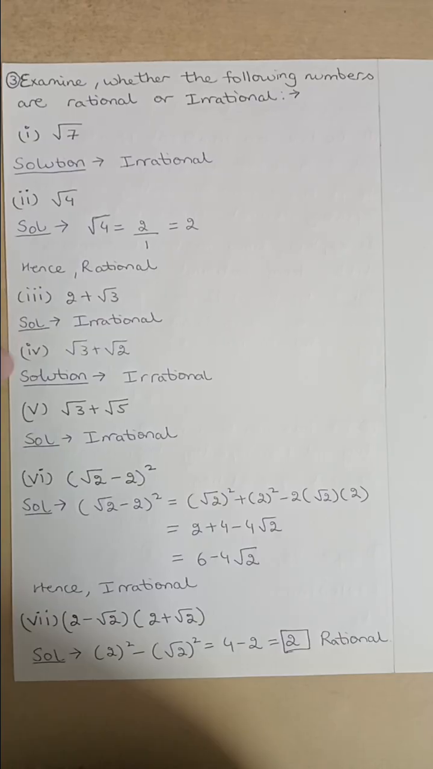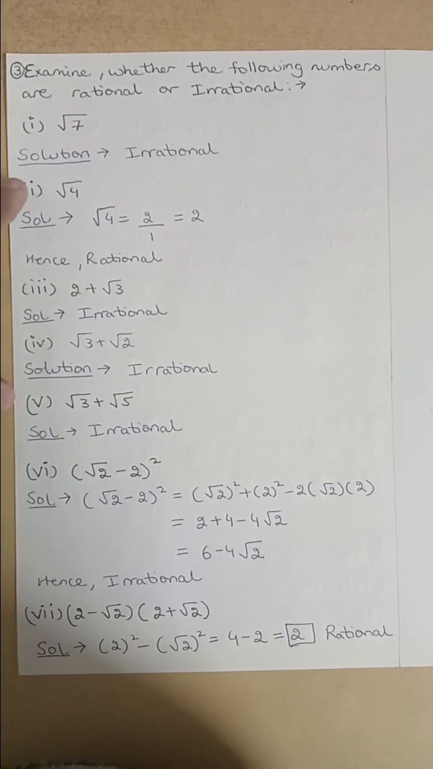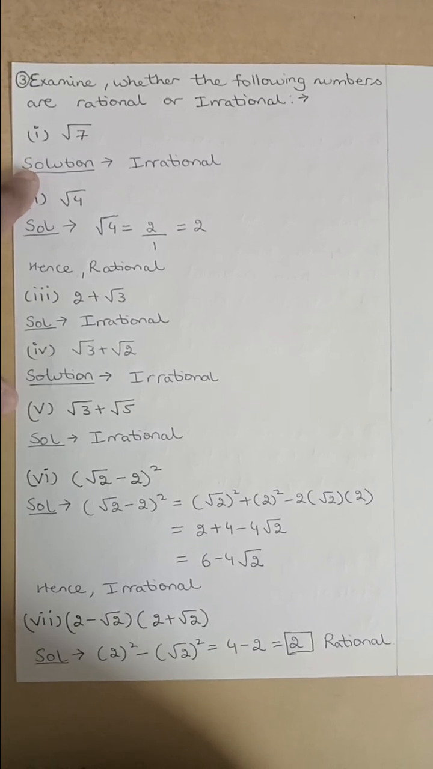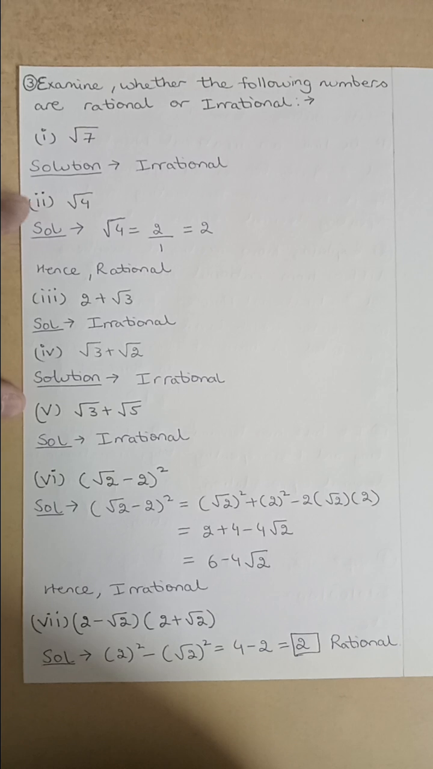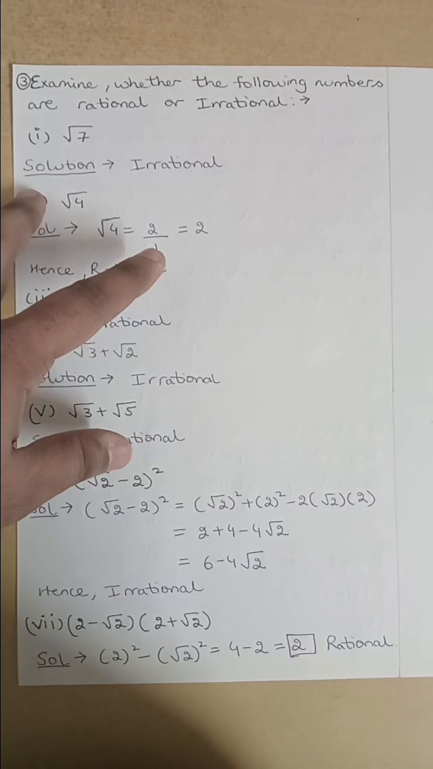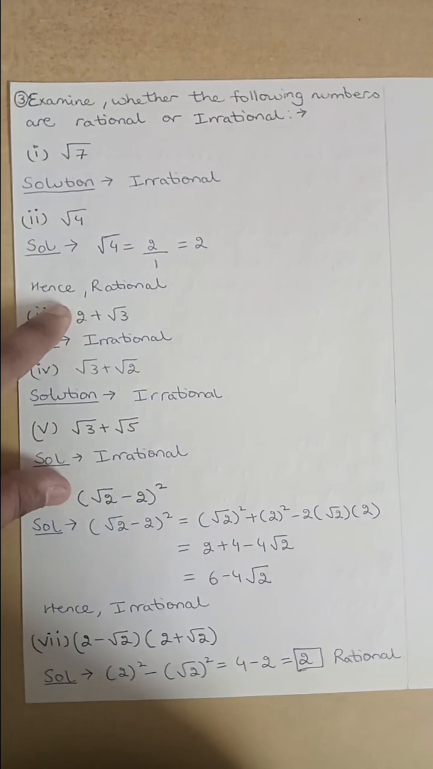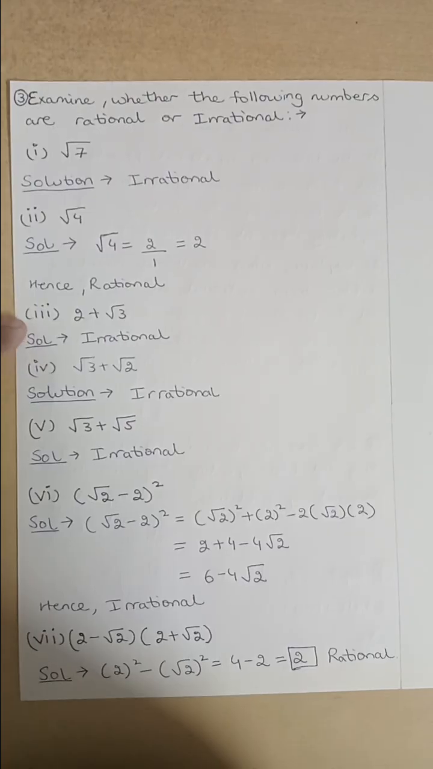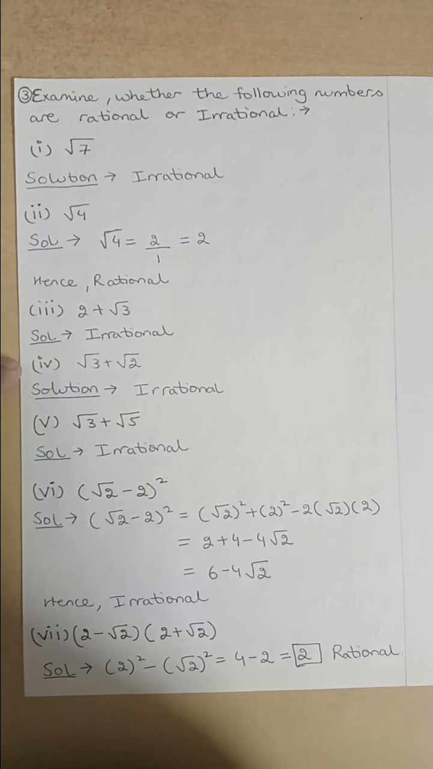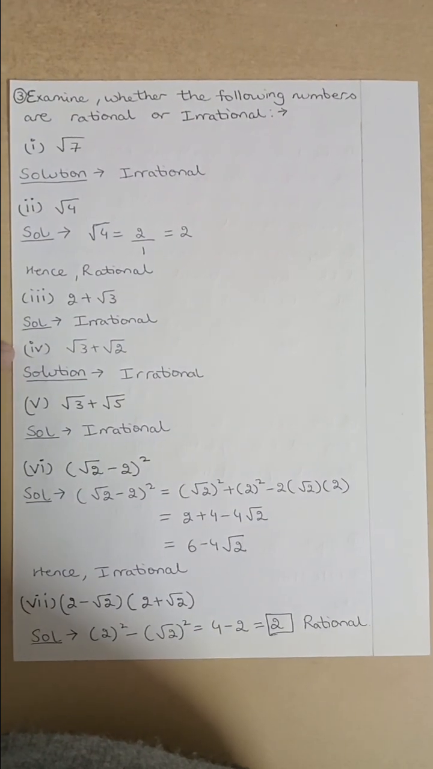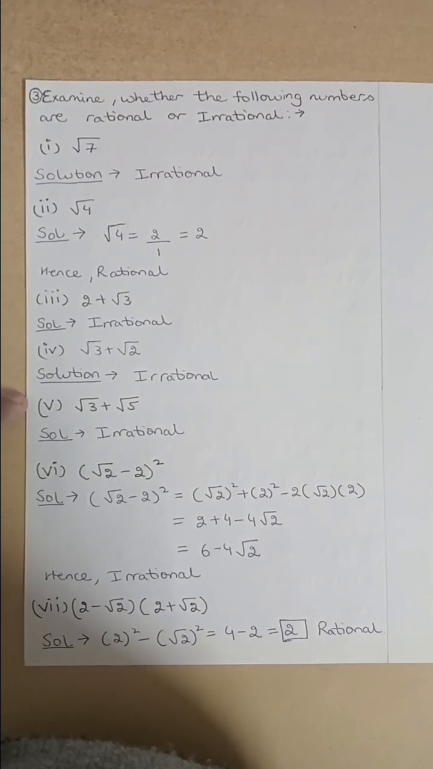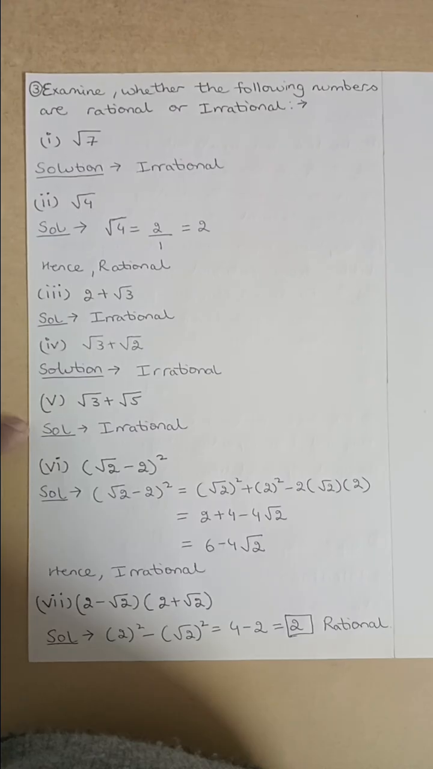Third question. Examine whether the following numbers are rational or irrational. First, root 7, it is irrational. Second, root 4. Root 4 can be represented as 2 upon 1, which is 2, hence it is rational. Third, 2 plus root 3, it is irrational. Fourth, root 3 plus root 2, it is irrational. Fifth, root 3 plus root 5, it is irrational.